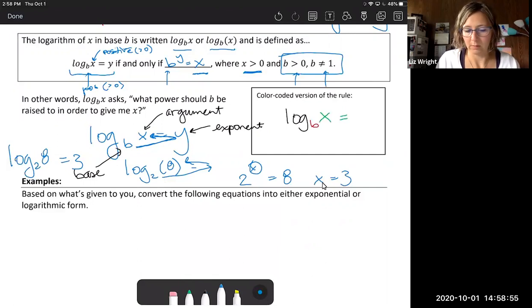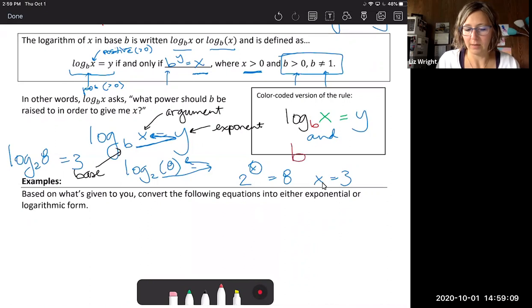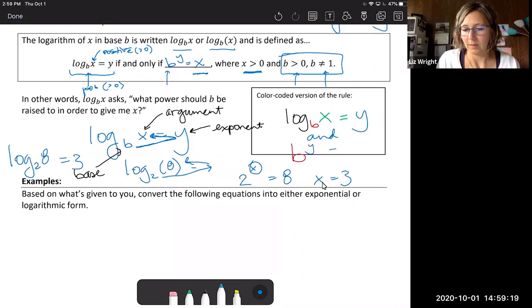equals y. And then that also means we're going to color code it to go back with b to the y. I'm going to have to keep changing up my colors here. B to the y equals x.